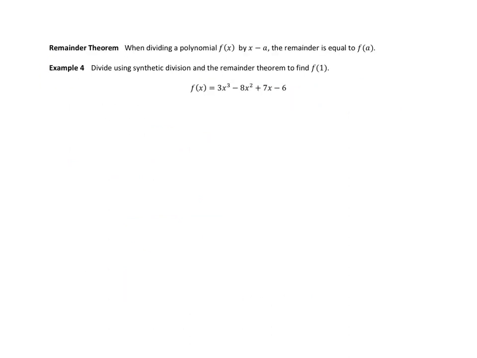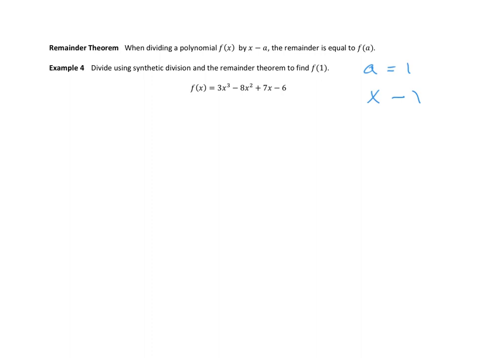In our last example, we're going to use synthetic division to answer a slightly different question. We're going to use the remainder theorem, this thing, to find the value of f of 1, where f is this polynomial. The remainder theorem says that if you divide a polynomial by something of the form x minus a, where a is a number, then the remainder you get is equal to f of a. So over here, a is equal to 1. And we're going to divide the polynomial by x minus a, which is x minus 1. The remainder that we get will be equal to f of 1.